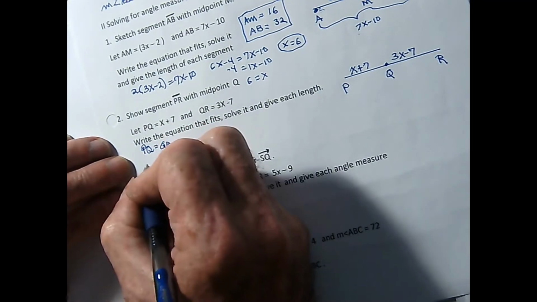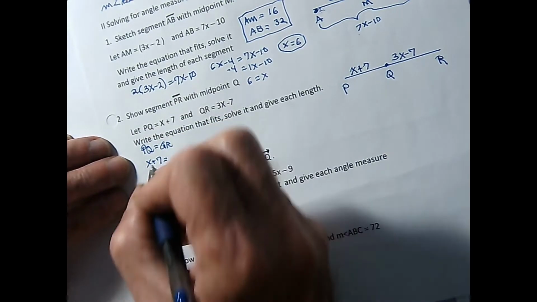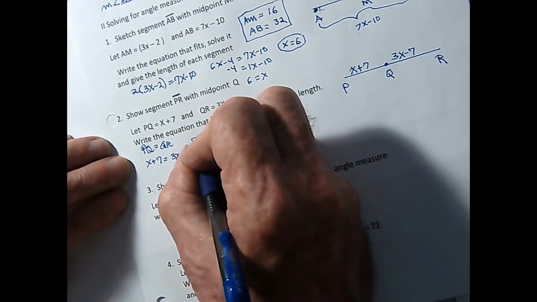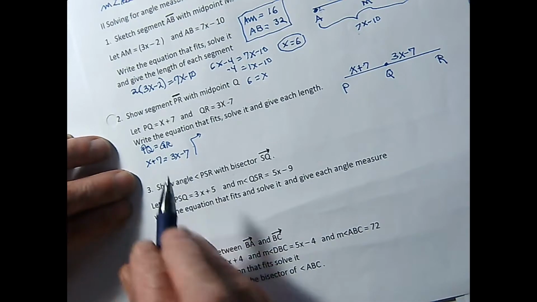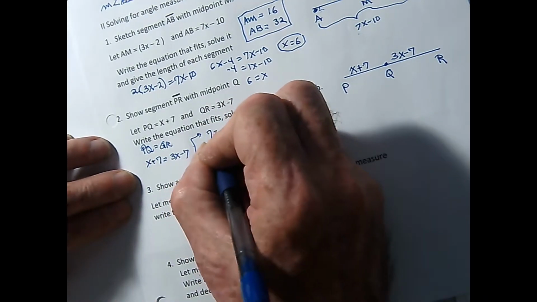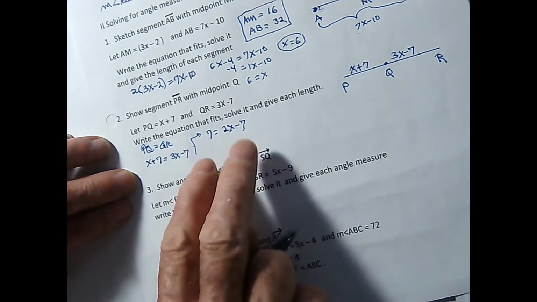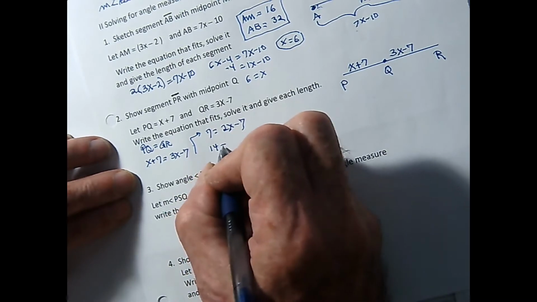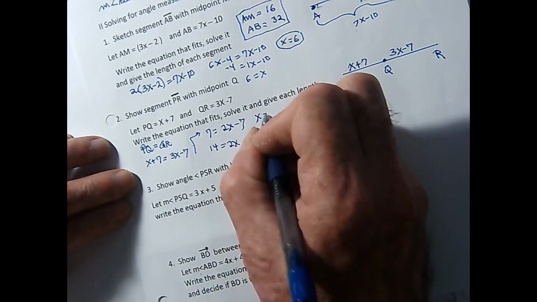So in the place of PQ, I'll just say x plus 7 is the same as 3x minus 7. And I'll work on solving that. I'll subtract 1x from both sides. When I do that, I'll have just 7 is equal to 2x minus 7. Add a positive 7 to both sides, and then I'd have 14 equal to 2x. So now I'm considering dividing both sides by 2, that x is equal to 7.